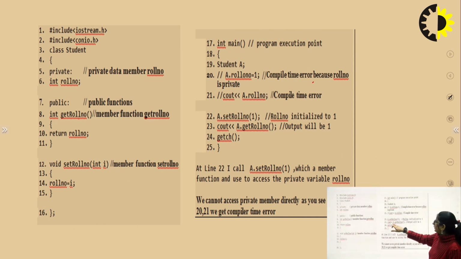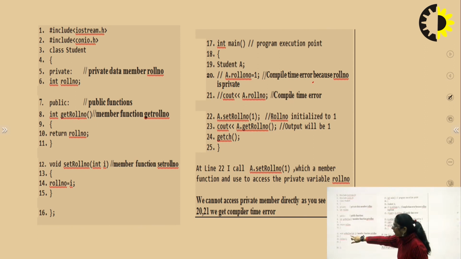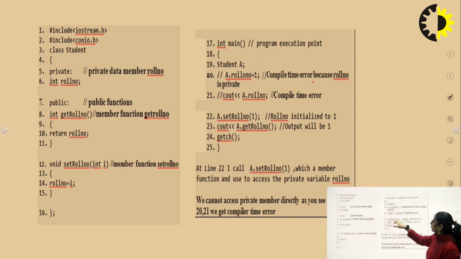So if I give the value of this roll number by calling the member function here, a dot set roll number 1, it will be applicable. Now if we need to display this, then we can call the member function get, and we can display the value as well. This will be applicable, but here it will give an error. That's the main concept of the private data member.